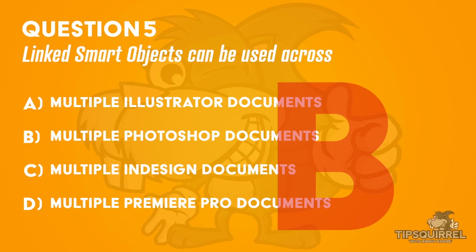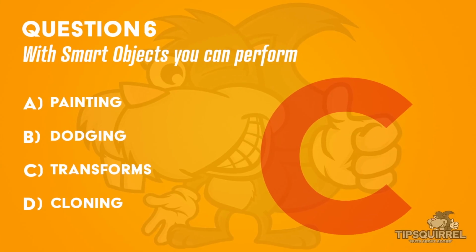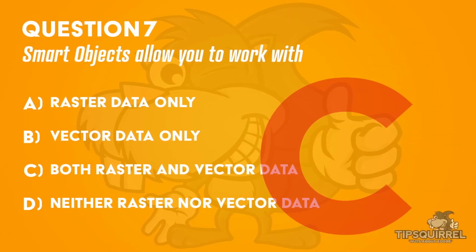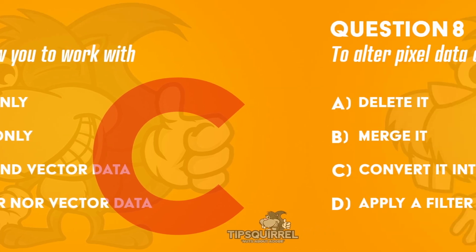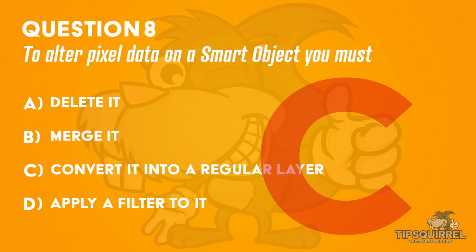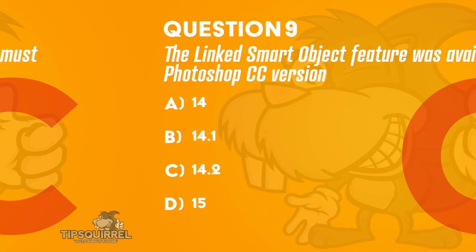Question 5. Linked smart objects can be used across B. Multiple Photoshop documents. Question 6. With smart objects, you can perform C. Transforms. Question 7. Smart objects allow you to work with C. Both raster and vector data. Question 8. To alter pixel data on a smart object, you must C. Convert it into a regular layer.